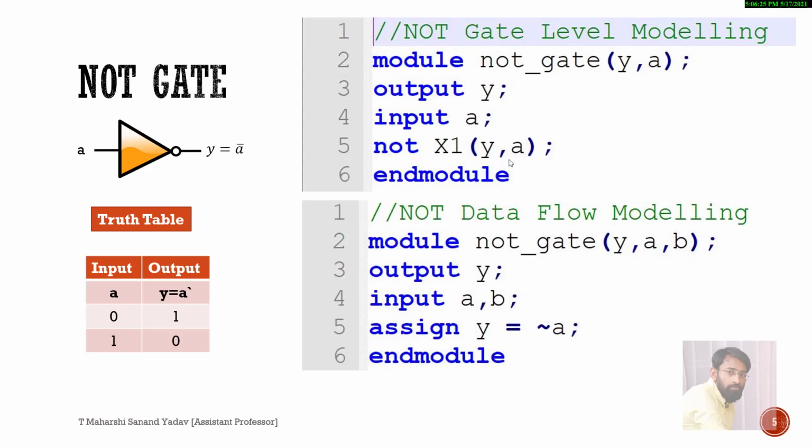In this video, let us see how to write the Verilog code for a NOT gate using data flow modeling. So see here, this is the syntax: module name. What does module name mean? NOT underscore gate is called the module name. Next comes the port list. So here y comma a comma b is called the port list.